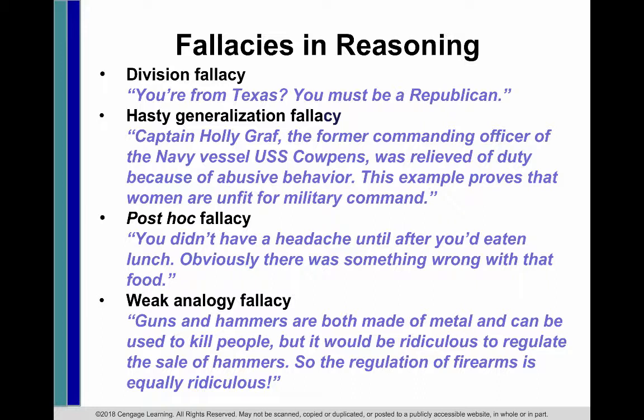While guns and hammers certainly do have the things in common stated here, they are fundamentally different in both their construction and their general purpose, how and why they're used. And that's the relevant point. So guns and hammers are not alike enough in the relevant way to come to a conclusion that guns shouldn't be regulated. Speakers aren't the only ones who commit logical fallacies.